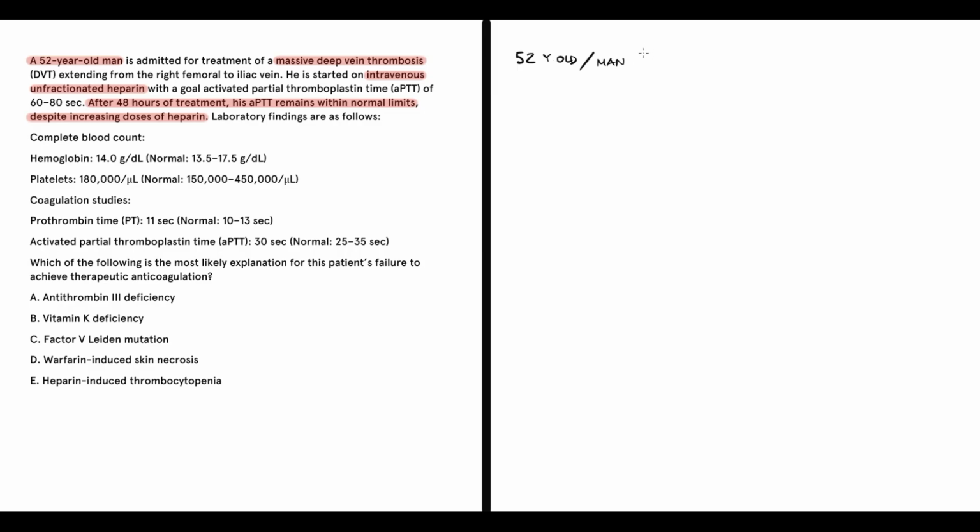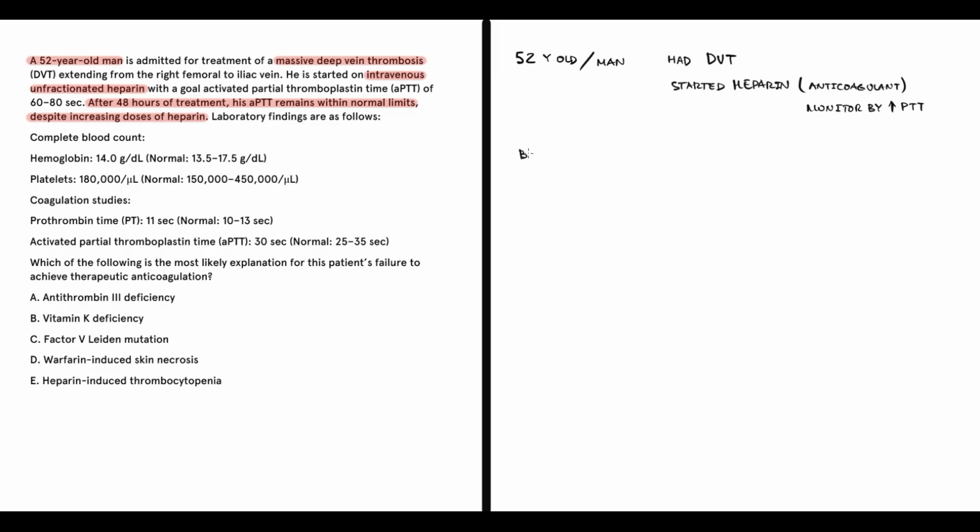He has deep vein thrombosis, and the first line treatment of deep vein thrombosis is IV heparin. So unfractionated heparin was infused. And we know that heparin is an anticoagulant, and the heparin effect we monitor by prolongation of partial thromboplastin time.